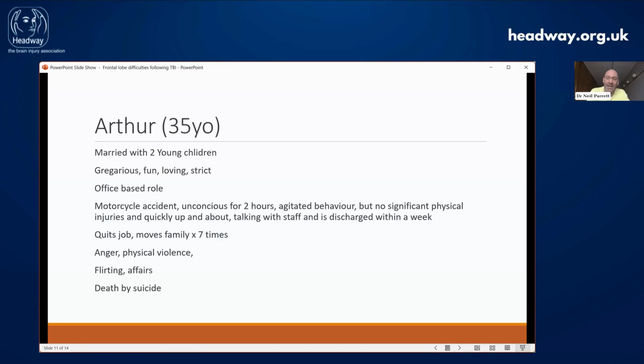Even though it couldn't change what happened, I think a little bit of knowledge about brain injury and frontal lobe difficulties has been therapeutic for my mother, and helped her make sense of what happened in the past. So that's just a personal reflection there.